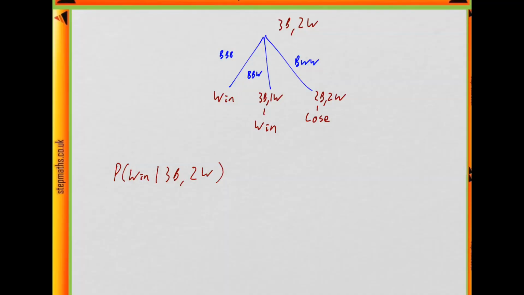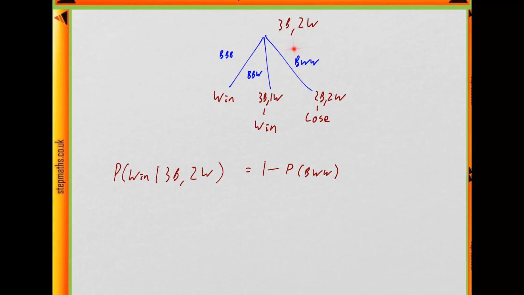Okay, so let's try and calculate the probability that I win, given I've got to this state with 3 black balls and 2 white balls. And because there's two cases where I win but only one where I lose, I think it's easier to do 1 minus the case where I lose. So I'm doing 1 minus the probability of getting a black ball and then 2 white balls. Or some other order, so white, black, white, or white, white, black.